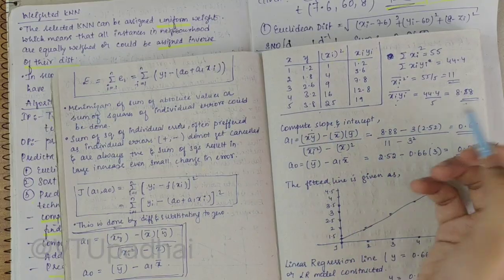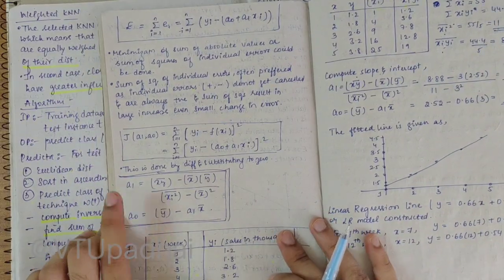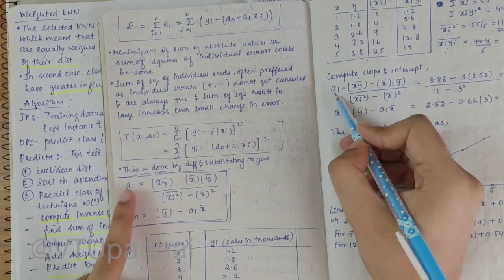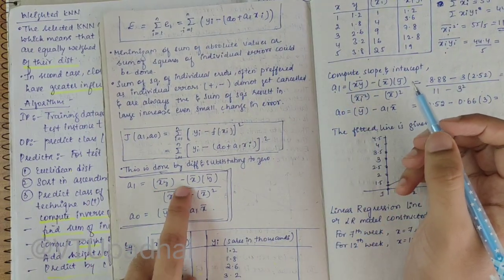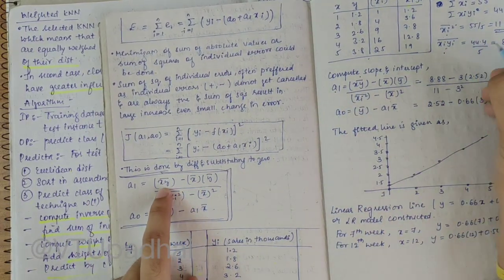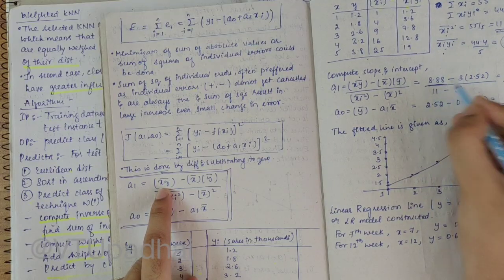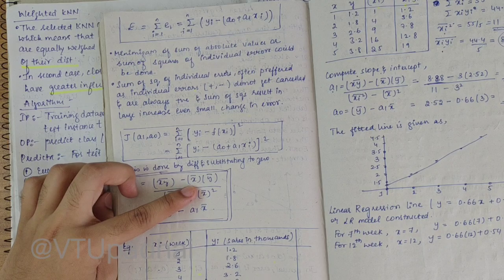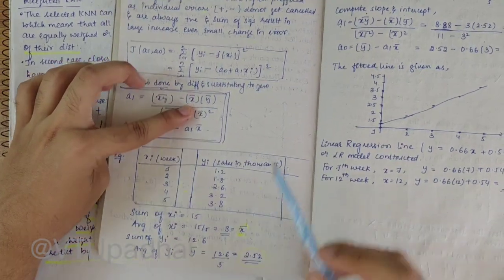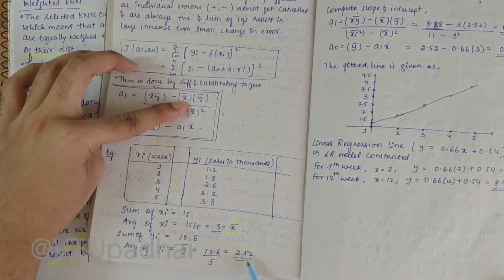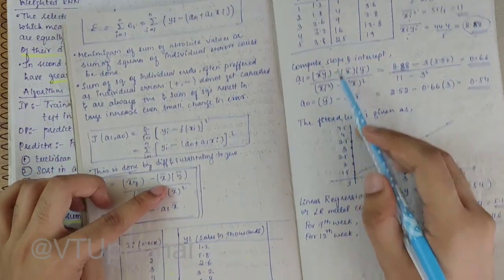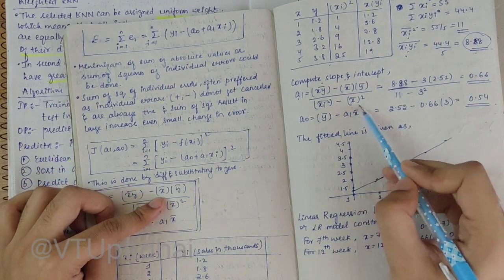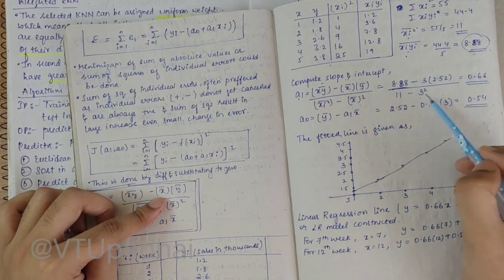Now I need to compute the slope and intercept. A1 is the slope, a0 is the intercept. For a1, the formula is (xy bar minus x bar y bar) divided by (xi square bar minus x bar square). The xy bar value we know, that is 8.58. Next, the x bar value I have calculated here, it is 3. And the y bar value I also know is 2.52, so I'll substitute it here. The xi square bar value is 11, so I wrote 11 here, minus x bar whole square. The x bar value is 3, so the square of it would be 3 square.